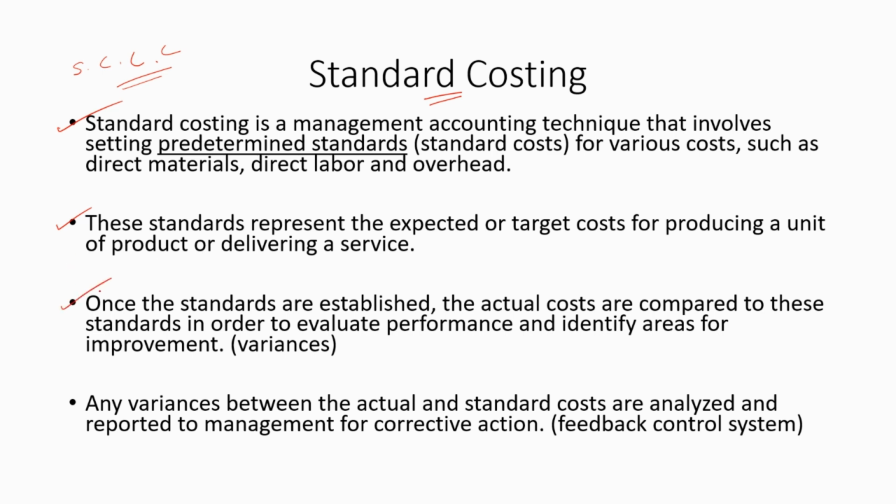Once the standards are established, the actual costs are compared to these standards in order to evaluate performance and identify areas for improvement. This is known as variances. Any variances between the actual and standard costs are analyzed and reported to management for corrective action. These are the processes of a feedback control system. We discussed feedback control systems in an earlier video.